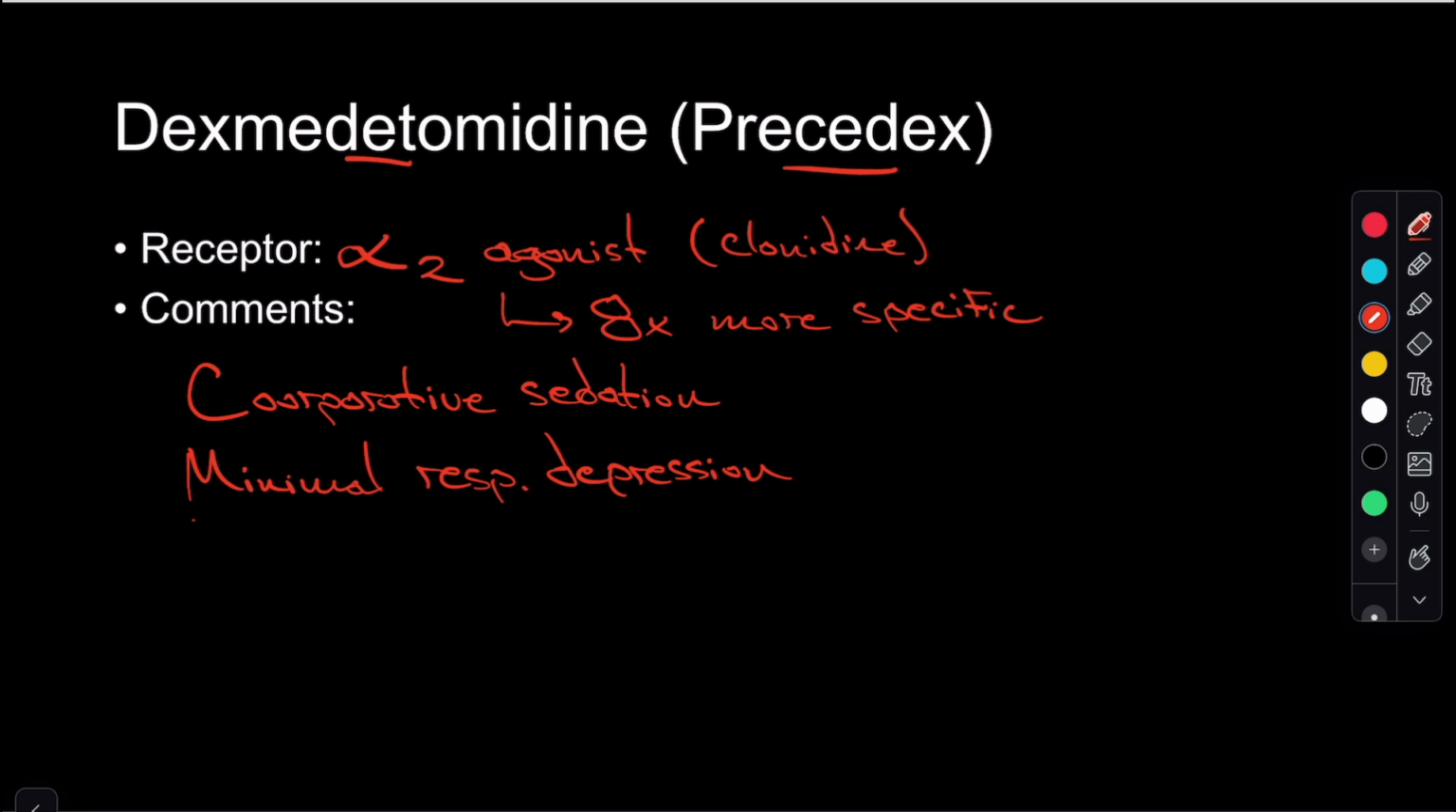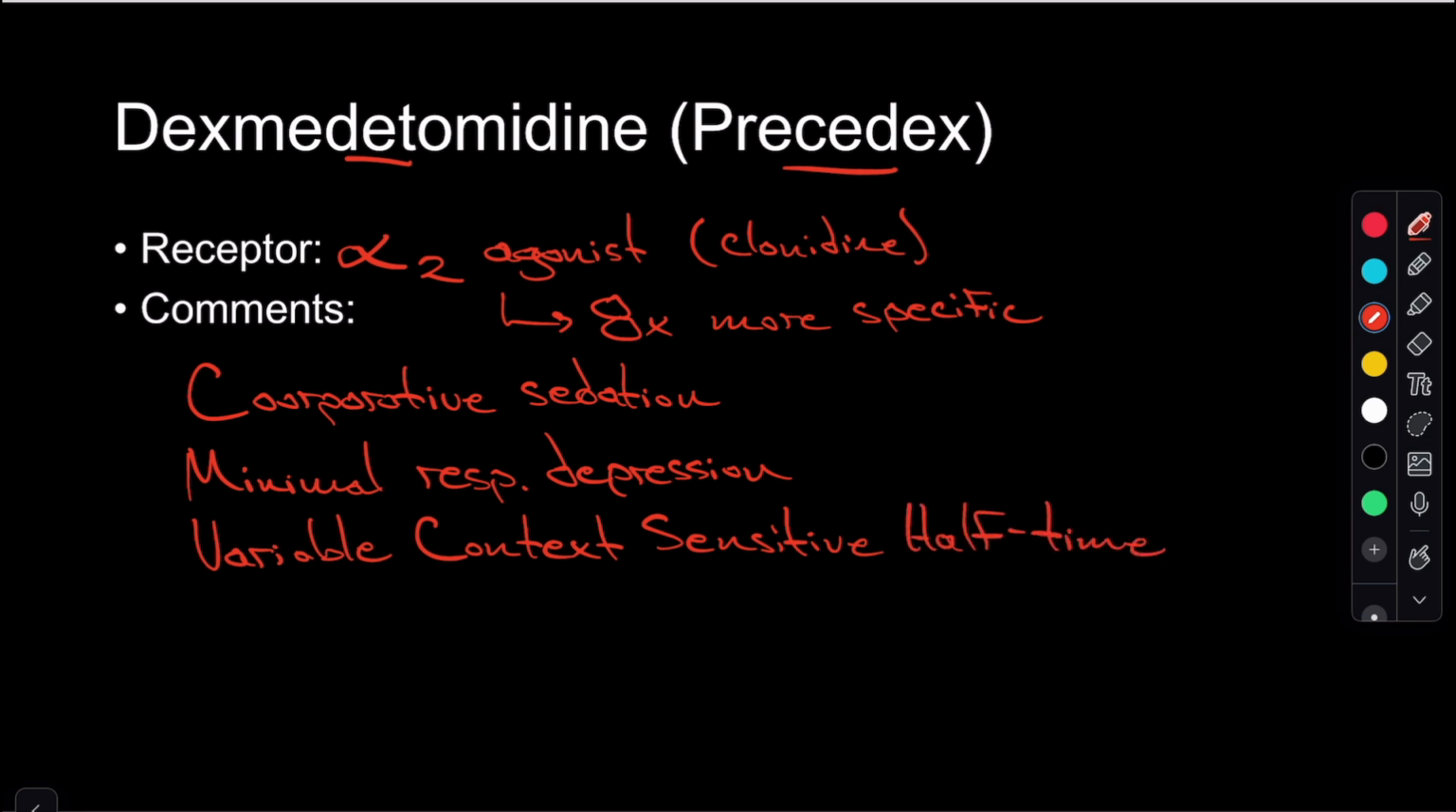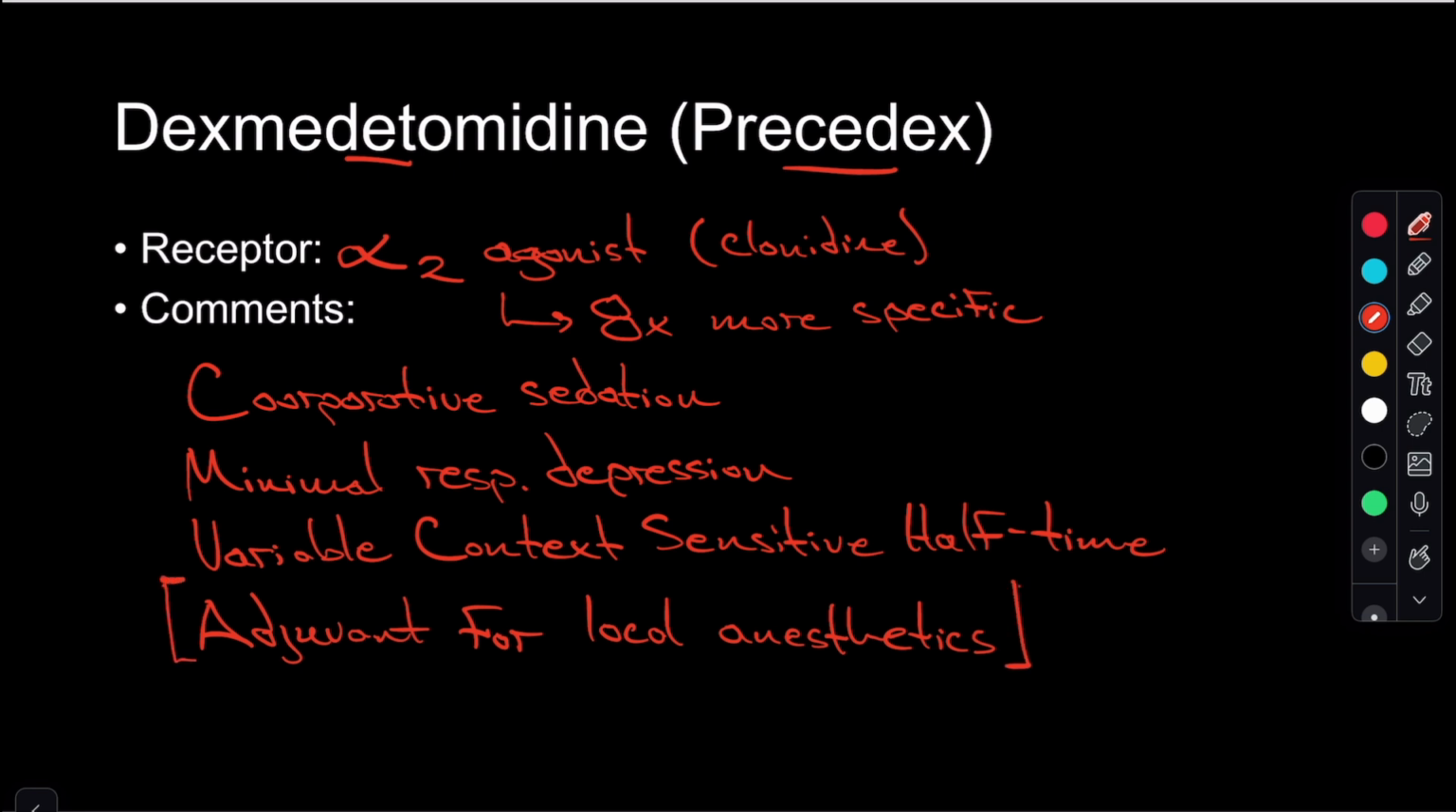Unfortunately, it has a very variable context-sensitive half-time. So the longer that you run it as an infusion, the longer the half-time of the medication. And then it can also be used as an adjuvant for local anesthetics. I've seen this called into question a little bit, but everybody is trying to find local anesthetics that last longer. And the idea is that if you mix Precedex with some of the local anesthetics, then that might cause the local anesthetics to last longer when you're providing regional anesthesia.